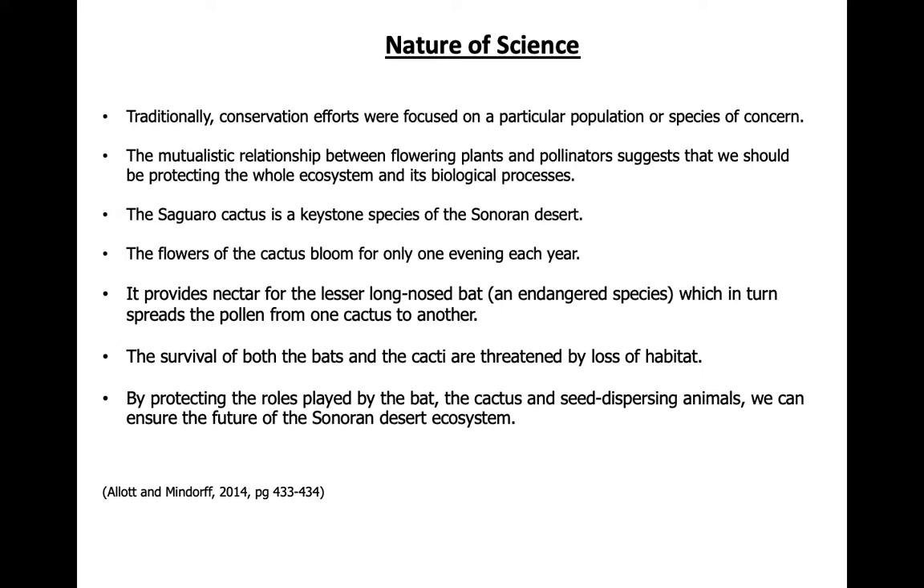It provides nectar for the lesser long-nosed bat, which is an endangered species, which in turn spreads the pollen from one cactus to another. The survival of both the bats and the cacti are threatened by loss of habitat. By protecting the roles played by the bat, the cactus, and the seed-dispersing animals, we can ensure the future of the Sonoran Desert ecosystem.